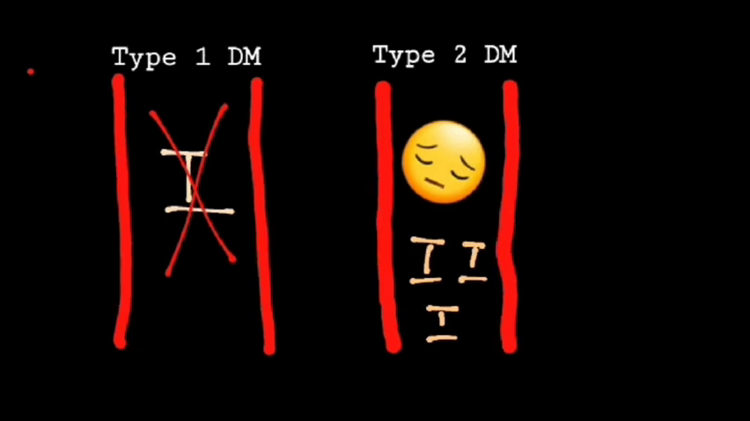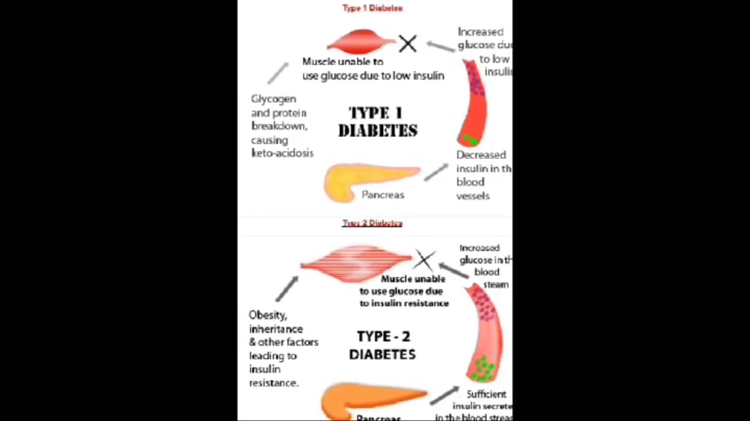Making it more clear, in this picture, as we can see, pancreas with no insulin, but as we eat food, there is glucose production in bloodstream. But muscle is unable to use this glucose due to low insulin. While in type 2, there is insulin also and glucose also. But due to our lifestyle changes, muscle is unable to use glucose. Body is not allowing insulin to work.